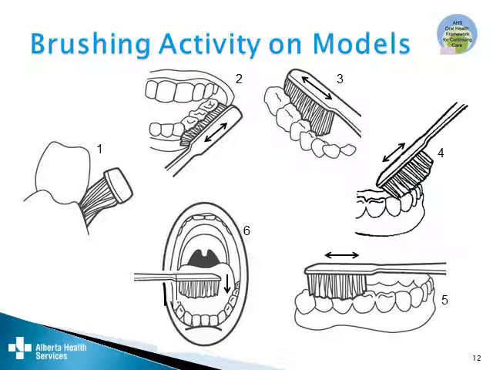Repeat the same method on the inside surfaces of the teeth. 4. To clean the inside surfaces of the front teeth, tilt the brush vertically and make several gentle vibrating motions using the tip of the brush. 5. Brush the chewing surfaces of the teeth using a short back and forth motion.